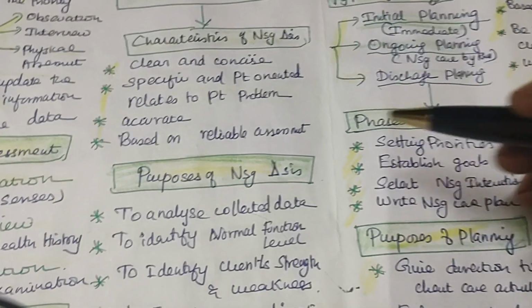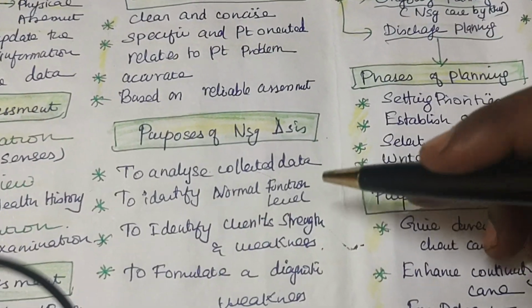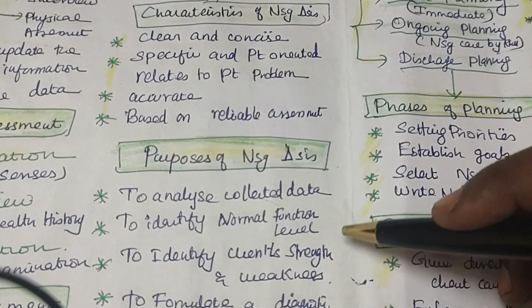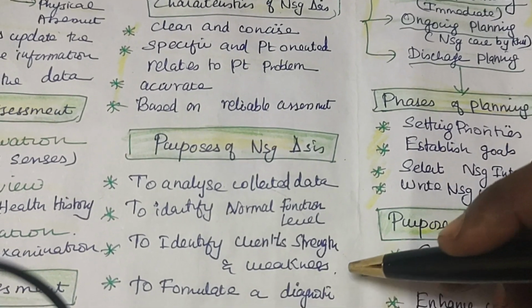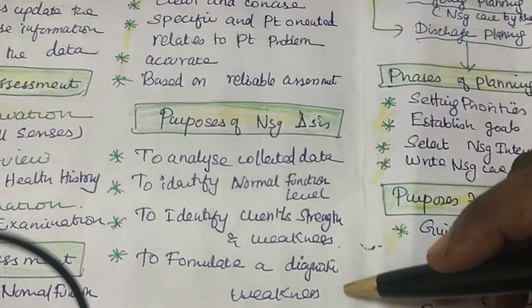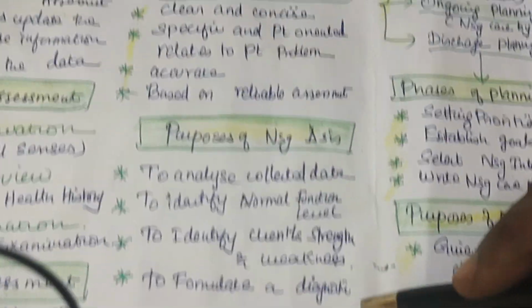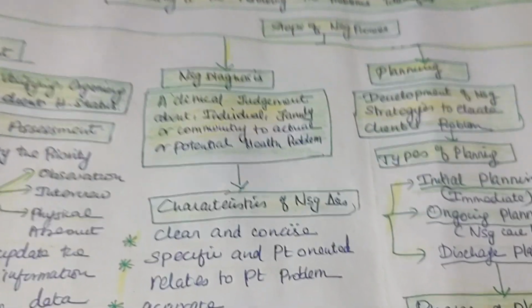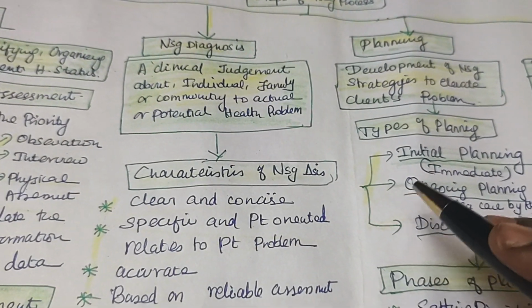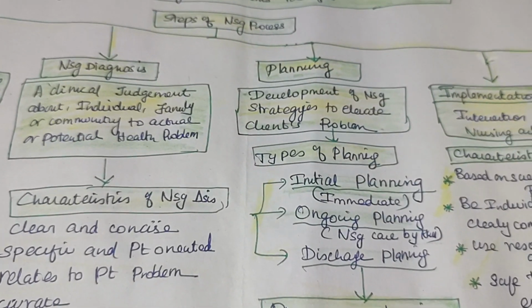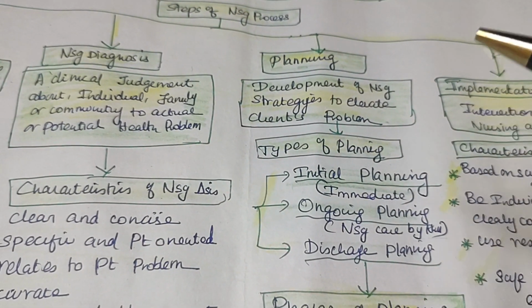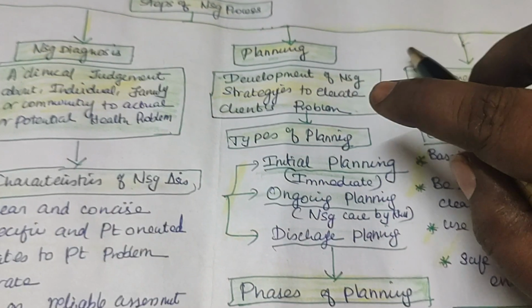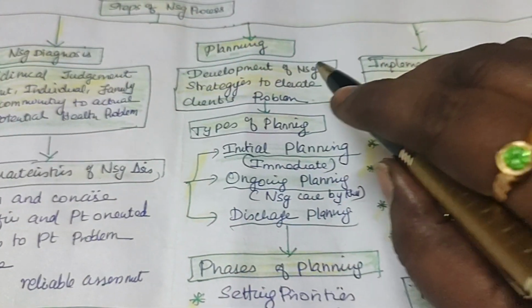What is the purpose of nursing diagnosis? Same. To analyze and collect data, to identify the normal function level, to identify the client's strength and weakness, to formulate the diagnostic statement. Understand? After making the nursing diagnosis, you will be planning. What is planning? Planning is what to do in the next minute or what to do in the next second. It is called the planning.